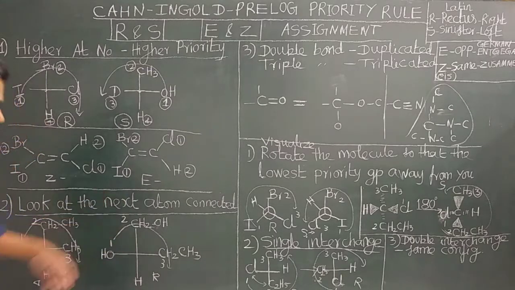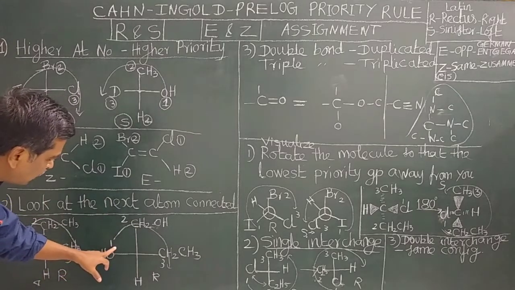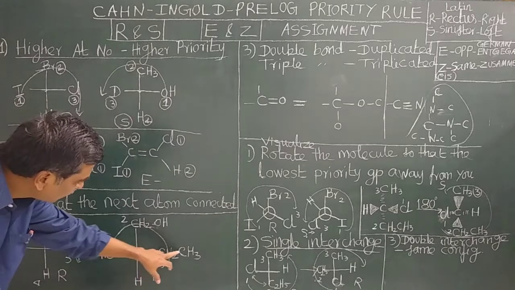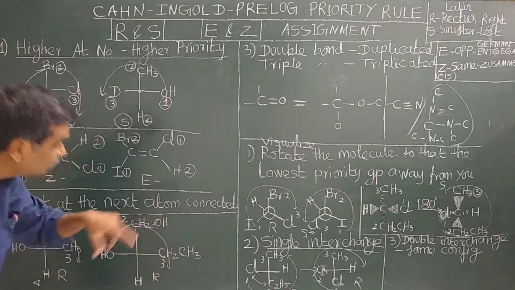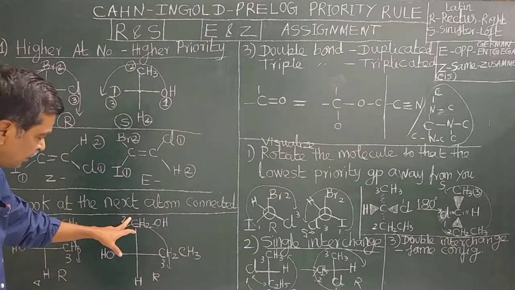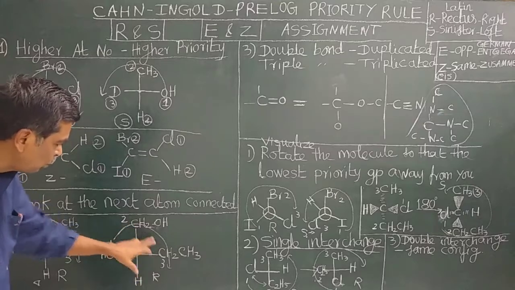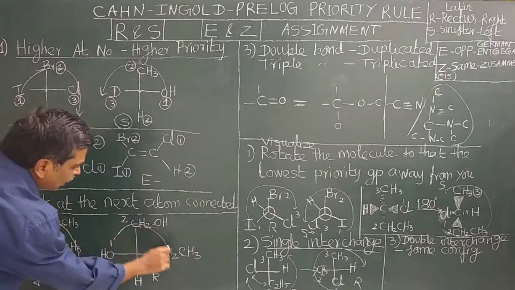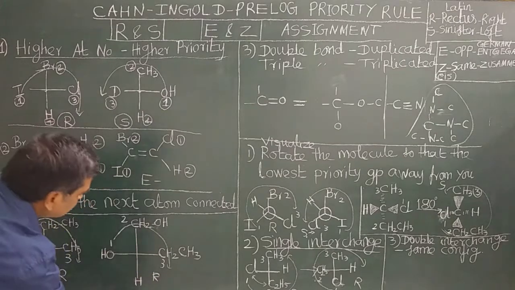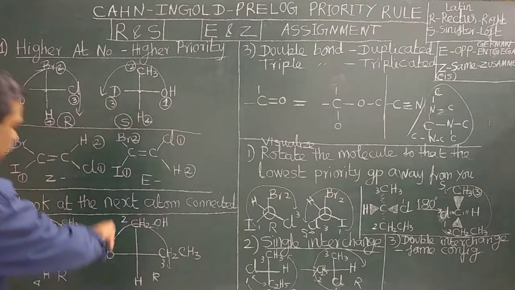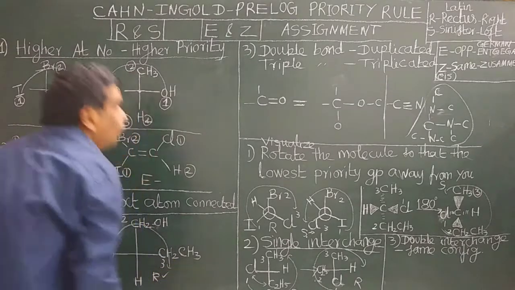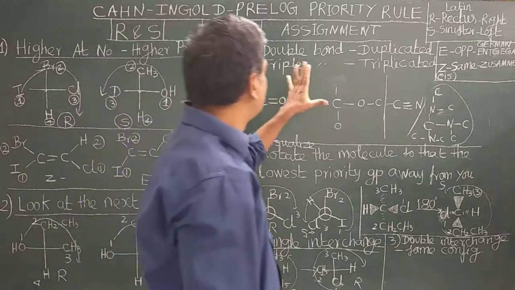Similarly, look at a different example. This is 1, and this carbon is connected to carbon, this carbon is connected to oxygen of greater atomic number, therefore this is given higher priority than this, 2, 3. Now 1, 2, 3, the arrow moves in this direction, clockwise, therefore R configuration.